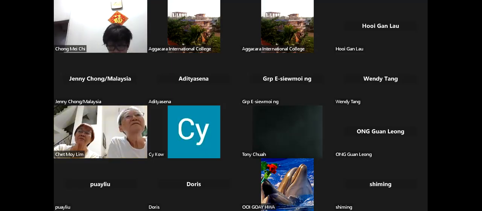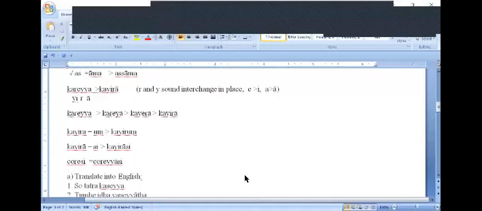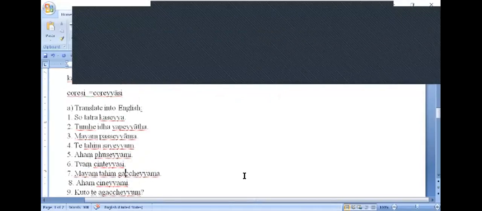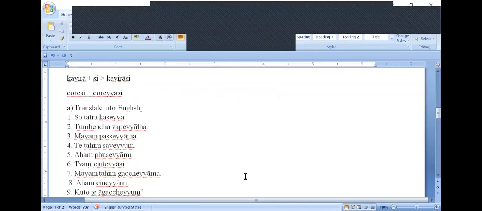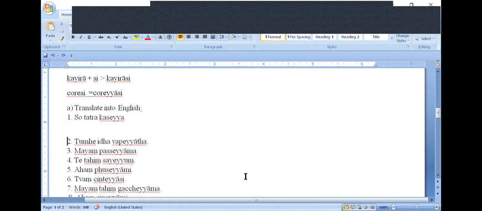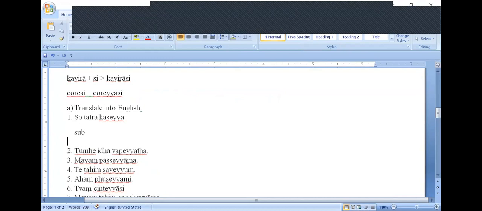Now let's go back to the text. We are going to translate to English. The students, I already gave you the assignment. Number one, who is supposed to do number one? Sagi, okay. It's easy to do, right? It's a subject, a nominative pronoun, singular, masculine, and the meaning is he.